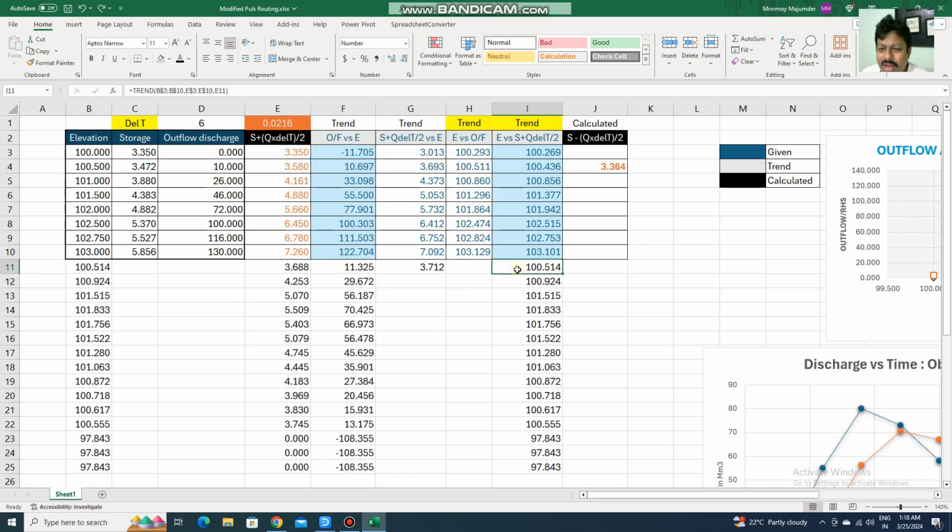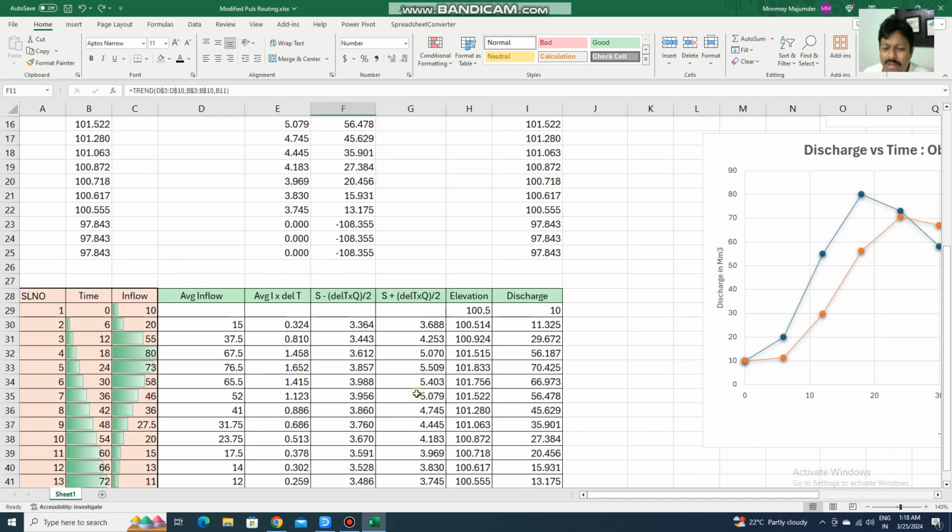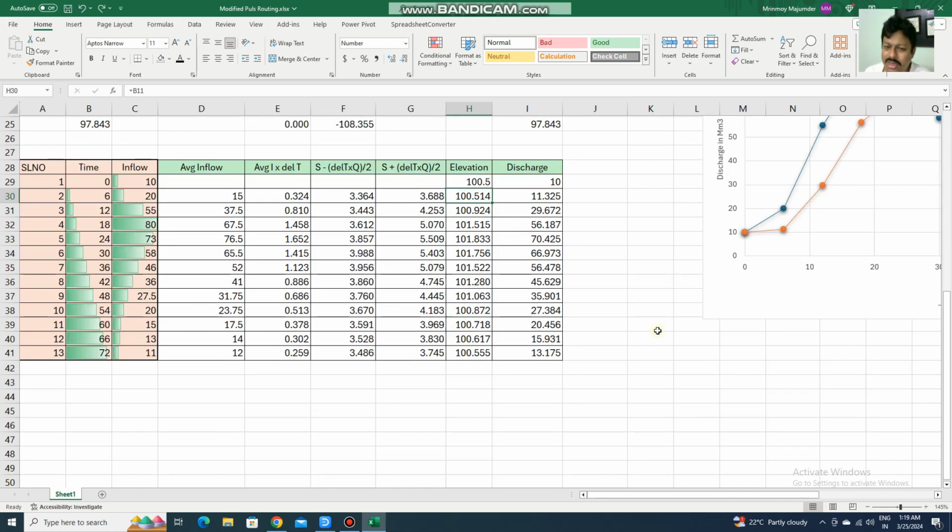And when it calculates the elevation, I have also calculated the outflow versus elevation and trained it. Here outflow is predicted with the value of x, which is elevation. So the moment it gets the elevation, we can easily get the value of the outflow, which is 11.325. So the first time period ends, and its corresponding elevation and discharge I have calculated.